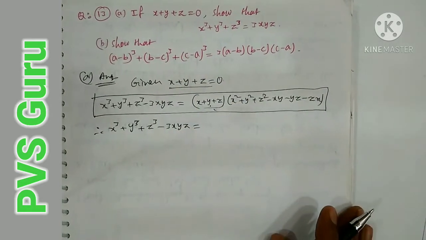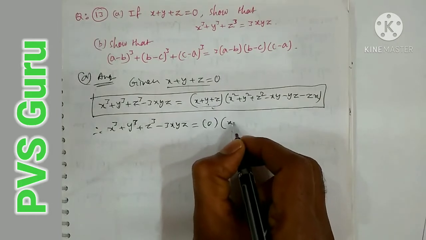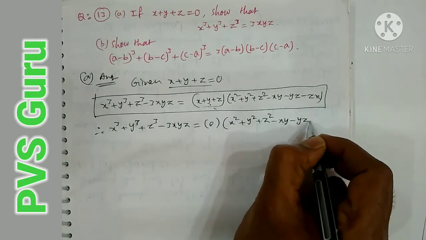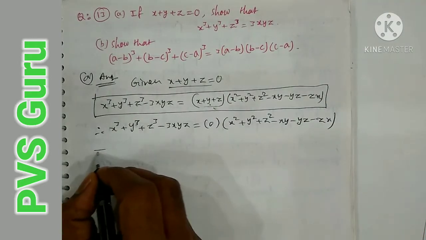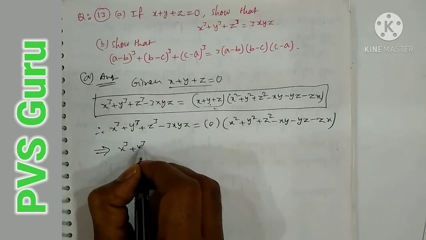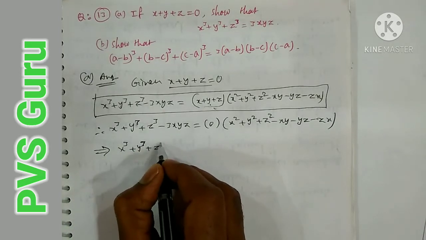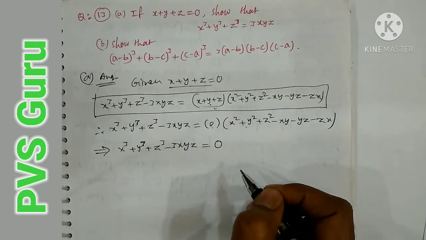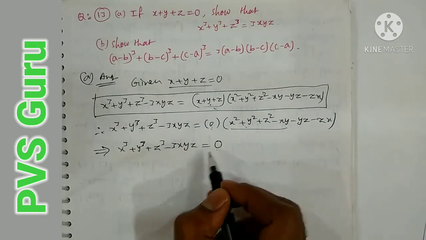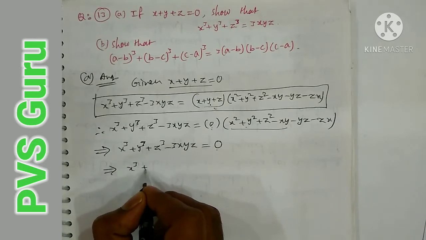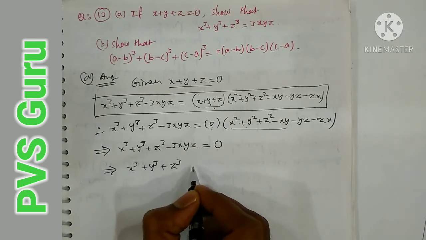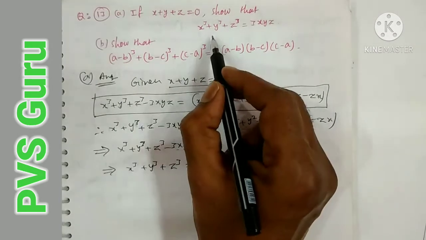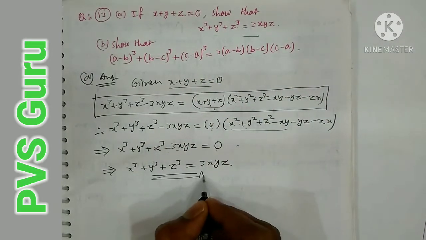Okay, so this value is 0, you substitute into x square plus y square plus z square minus xy minus yz minus zx. Then x cube plus y cube plus z cube minus 3xyz is equal to 0 into any number, which is 0. Now x cube plus y cube plus z cube minus 3xyz, you take the right side, it is plus 3xyz. So this is the proof. Okay, this is the answer.